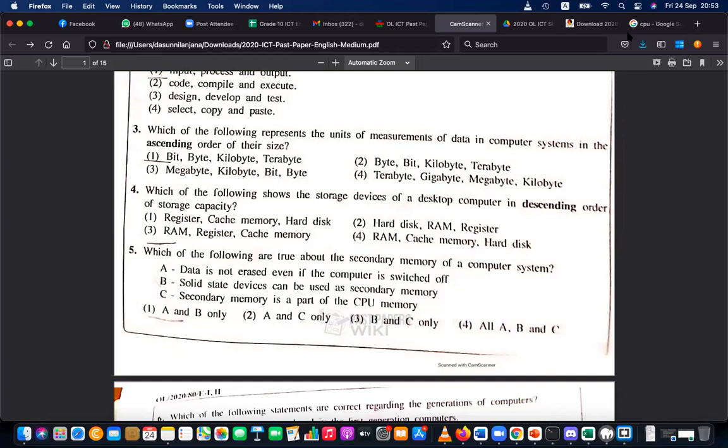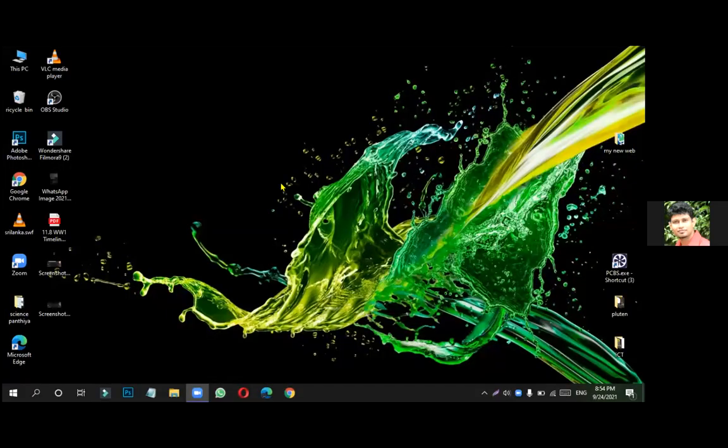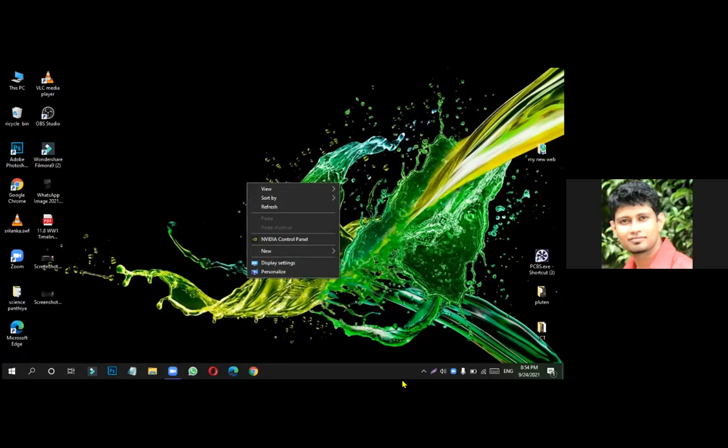So can anyone share your screen? Then I can easily show these things. So who's going to help me by sharing the screen? Just take 10 seconds, share it quickly. Okay, Praveen, thank you. So how to access Task Manager?